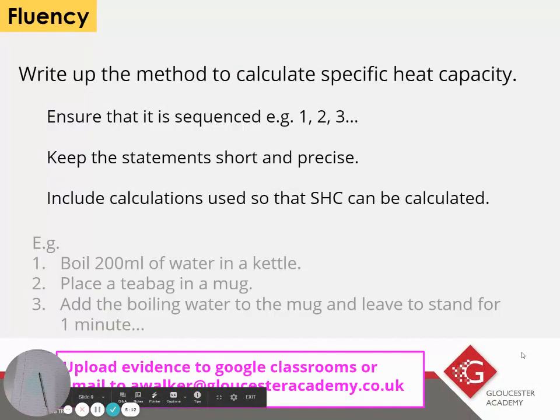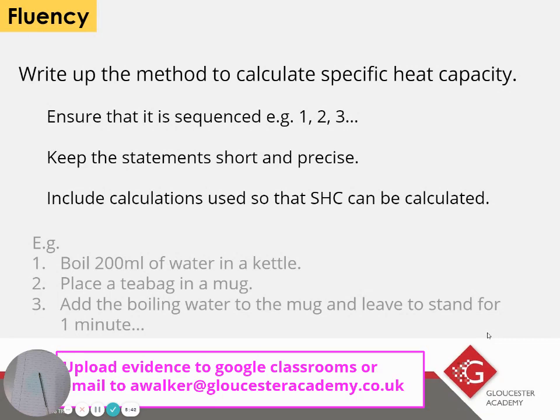Then before we finish, you need to write up the method and you need to say how we are going to calculate specific heat capacity. When writing up a method, you must ensure that it is in a sequence. So you should have step 1, step 2, step 3. Just putting 1, 2, 3 is absolutely fine. You need to keep the statement short and precise. And you need to include calculations used so that SHC can be calculated. I should be able to pick up your method and follow it to calculate specific heat capacity.